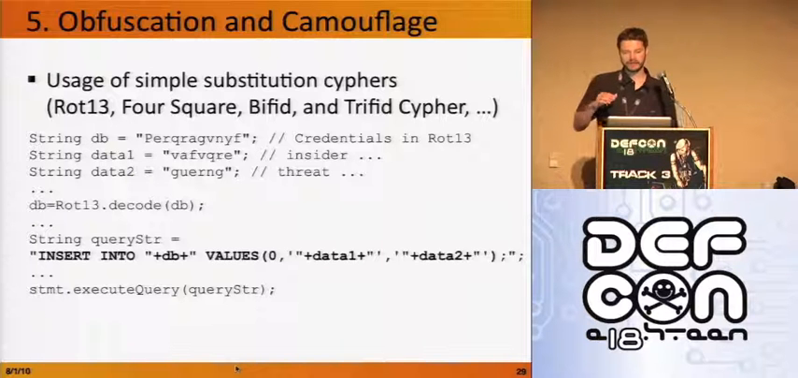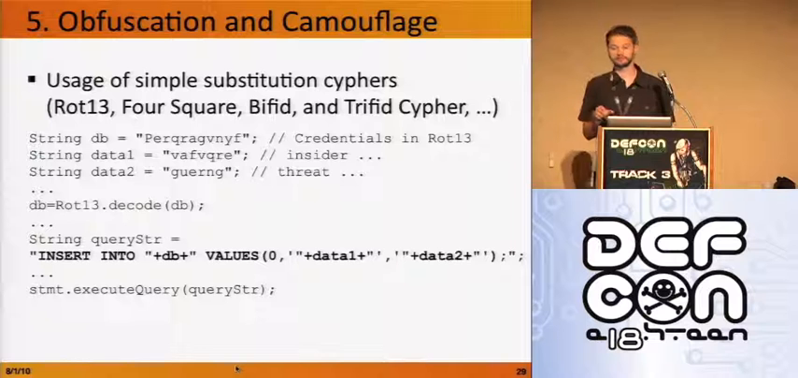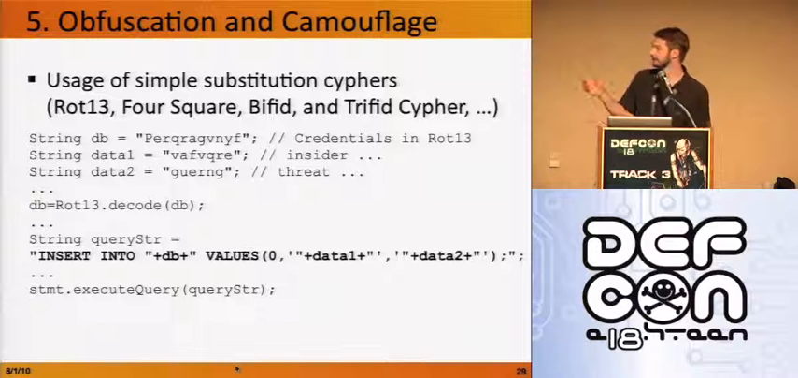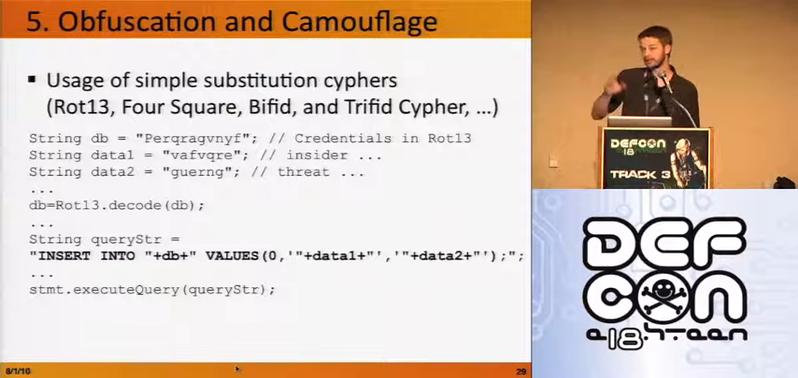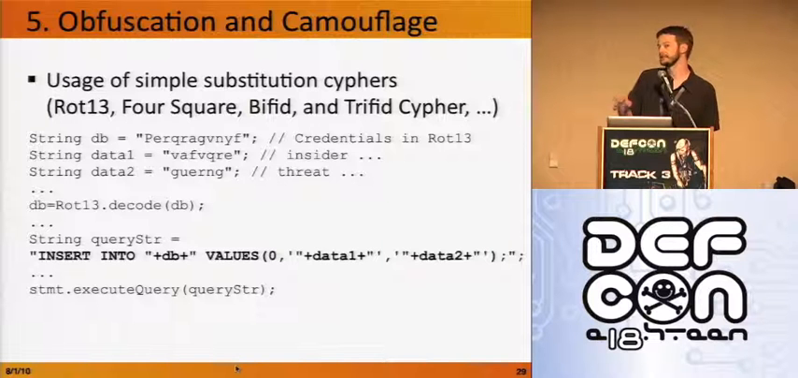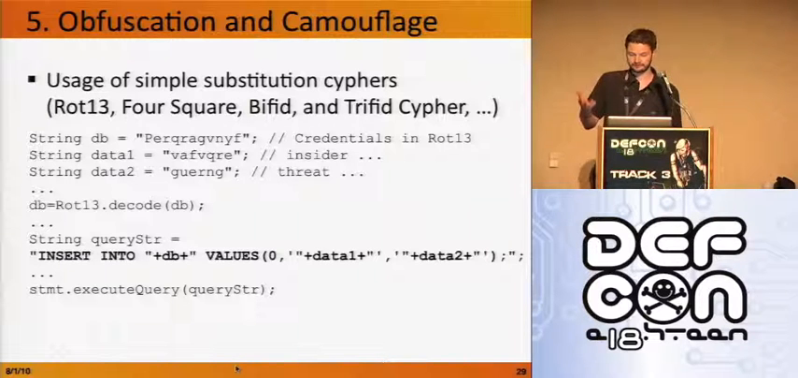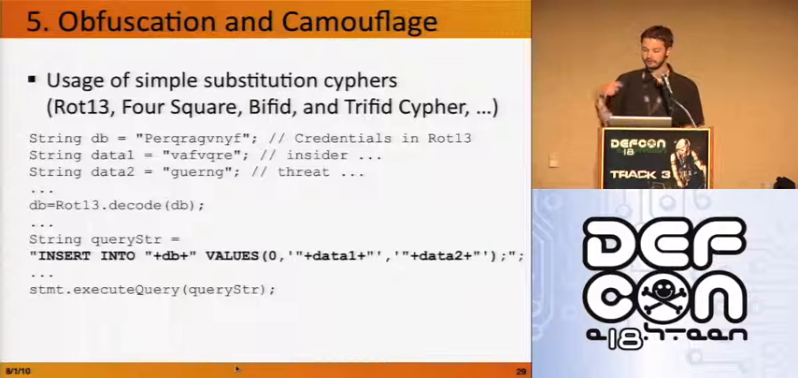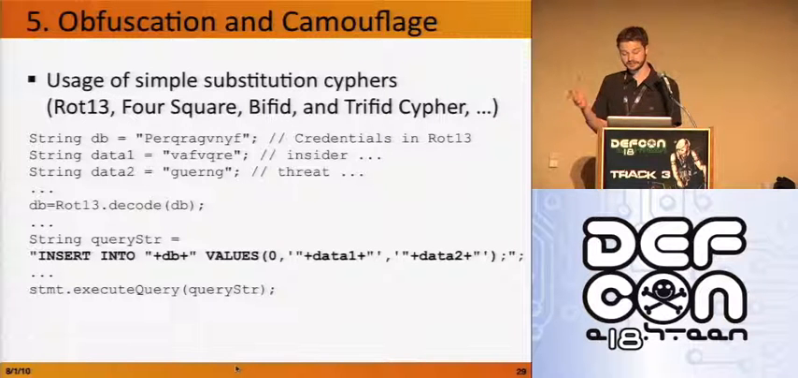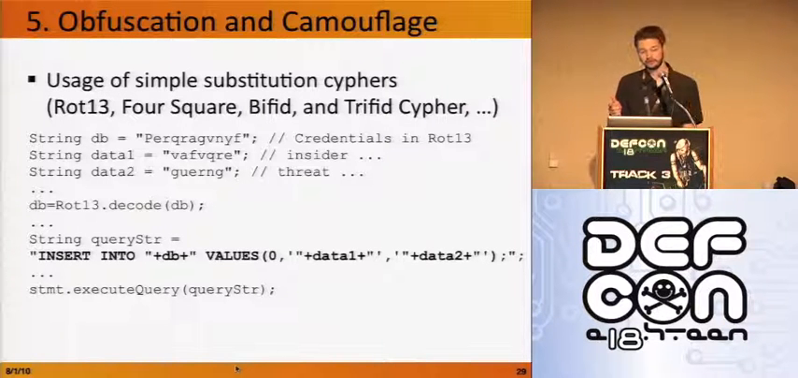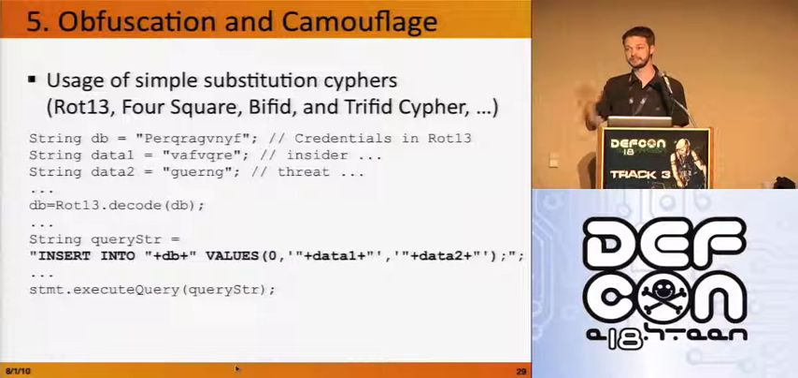Another way to hide from a manual inspector is using very simple substitution ciphers, like for instance ROT13, Foursquare, BFIT, and so on. Over here, what they did is they wanted to insert something in a particular database, but they wanted to hide what kind of database they were inserting to, and what kind of values they were inserting. So up front they declared a couple of variables, the database, the data, and data2. They didn't give any specific names, and they encoded it with ROT13. ROT13 is really useful because it only requires 6 lines of code to implement. So if it's not by default in your application, you only need 6 lines of code.